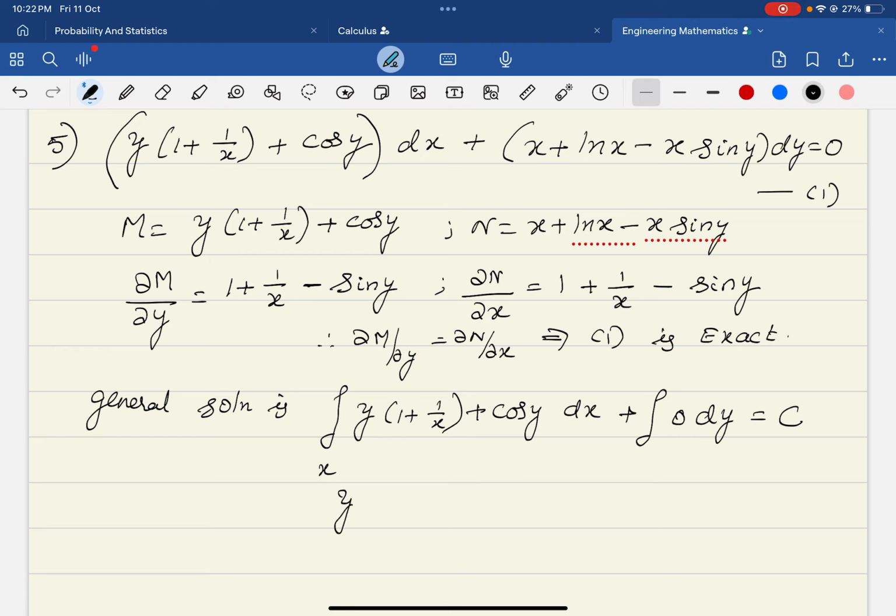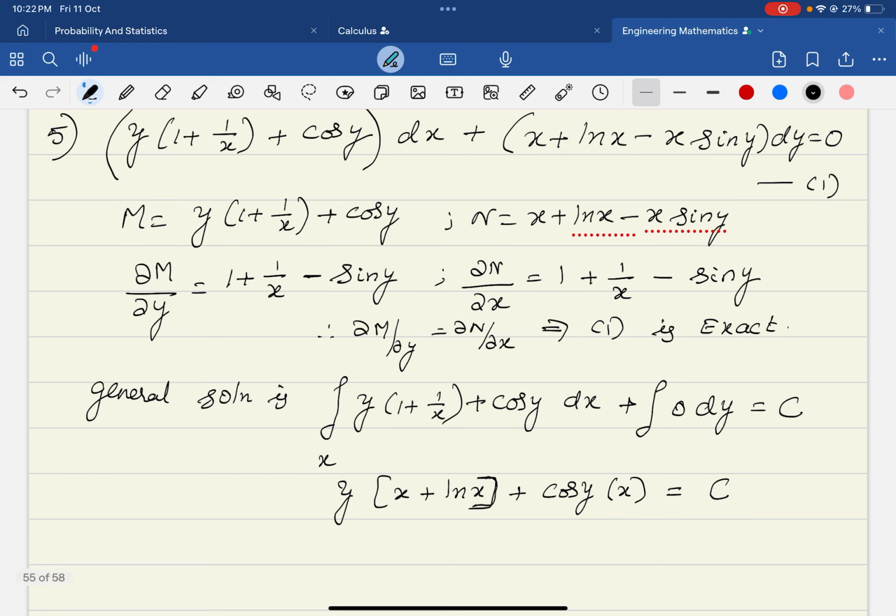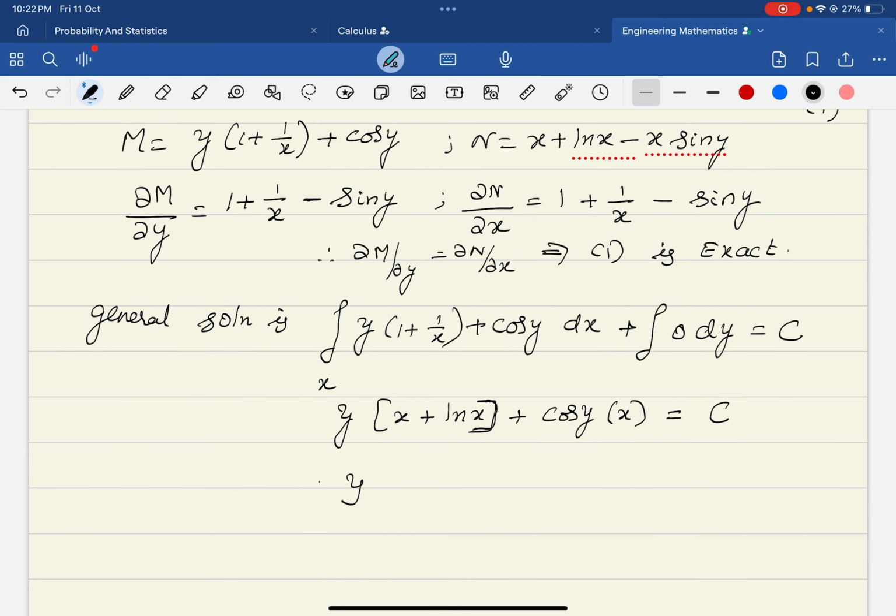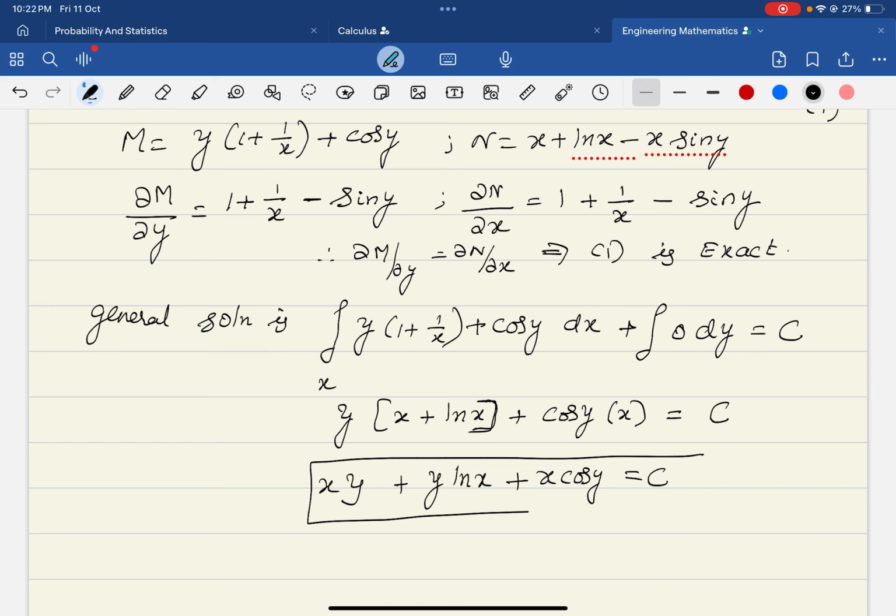y is a constant, so take it out. Integral of 1 dx is x, 1 by x is ln x. Plus cos y is a constant outside, integral dx is x, equal to c. So the solution is: xy plus y ln x plus x cos y is equal to c. This is the general solution.